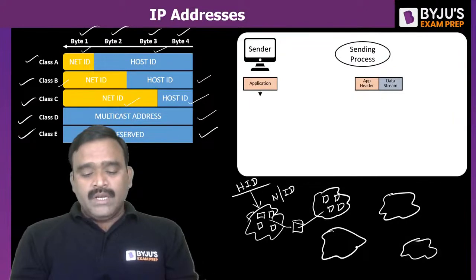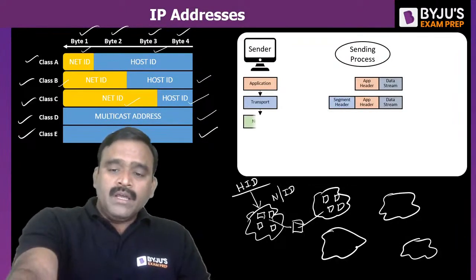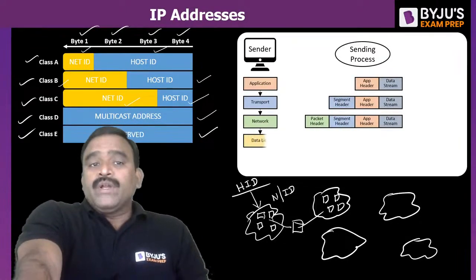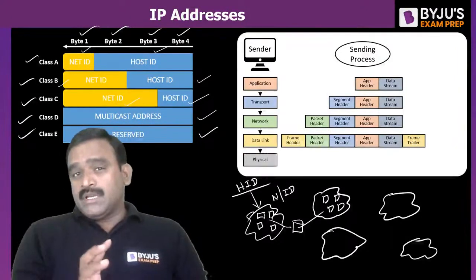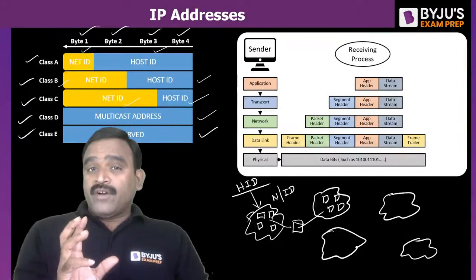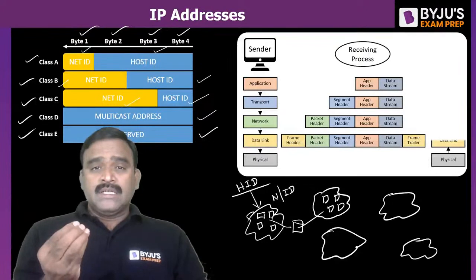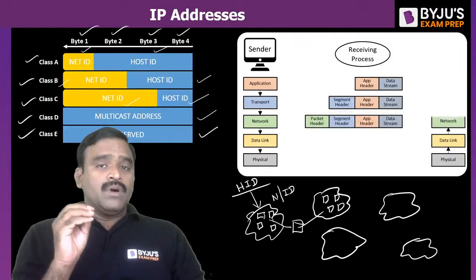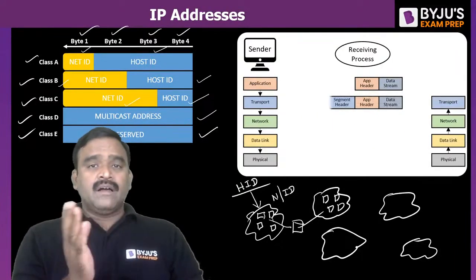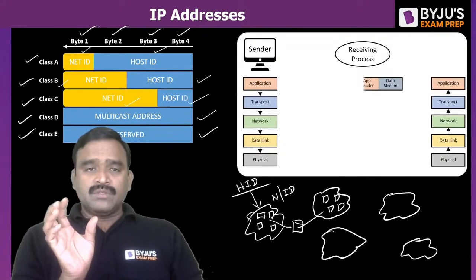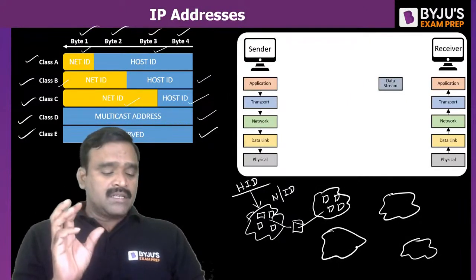Now let's move. In these classes, how can we identify, just by looking at the IP address, the class of an IP address? Just by looking at the bits on the left-hand side or the range of the values, we can find out the class of an IP address.